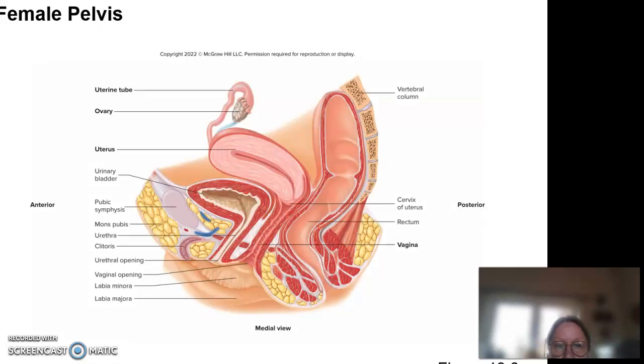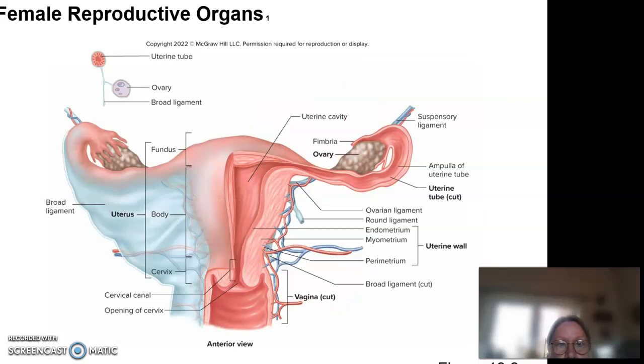This is another image of the reproductive system. You can see the fallopian tubes, the uterus, the broad ligaments, the vagina, opening to the cervix.